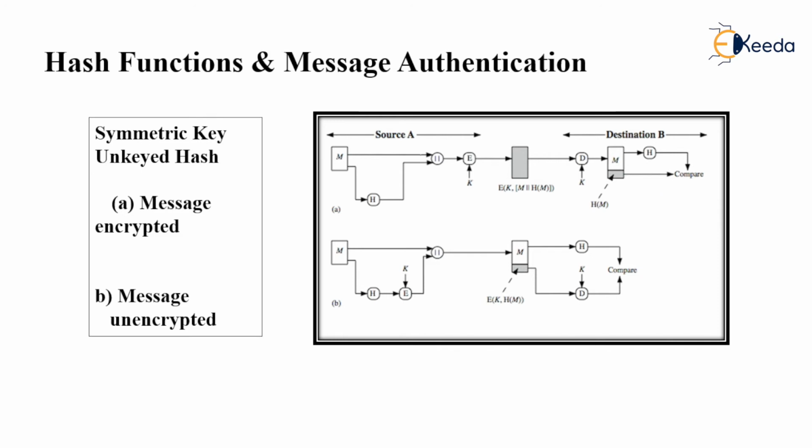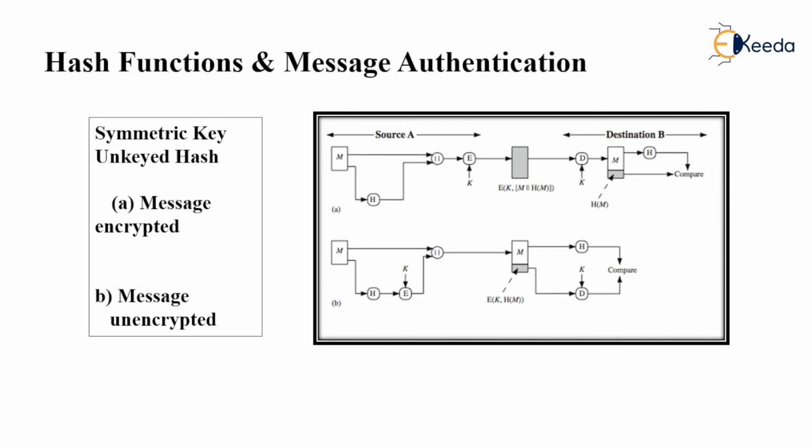That means whatever message the destination has received is the same as, or not the same as, the message which has been sent by the source A. So here, with the help of encryption and the hash functionality implemented on the plain text block M, we can maintain the integrity of the data.